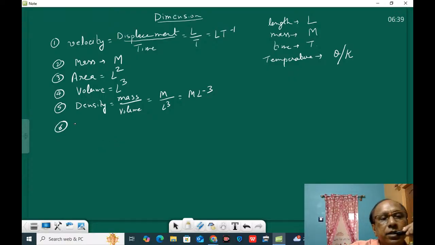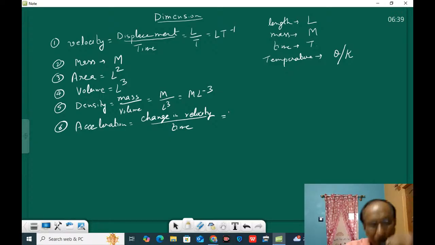We can find acceleration also. We have to find the formula. Acceleration is change in velocity by time. What is the unit of change in velocity? Change in velocity is meter per second. So we can write L T to the power minus 1 and time is T. Therefore, we can write it as L T to the power minus 2. This is the dimension of acceleration, L T to the power minus 2.